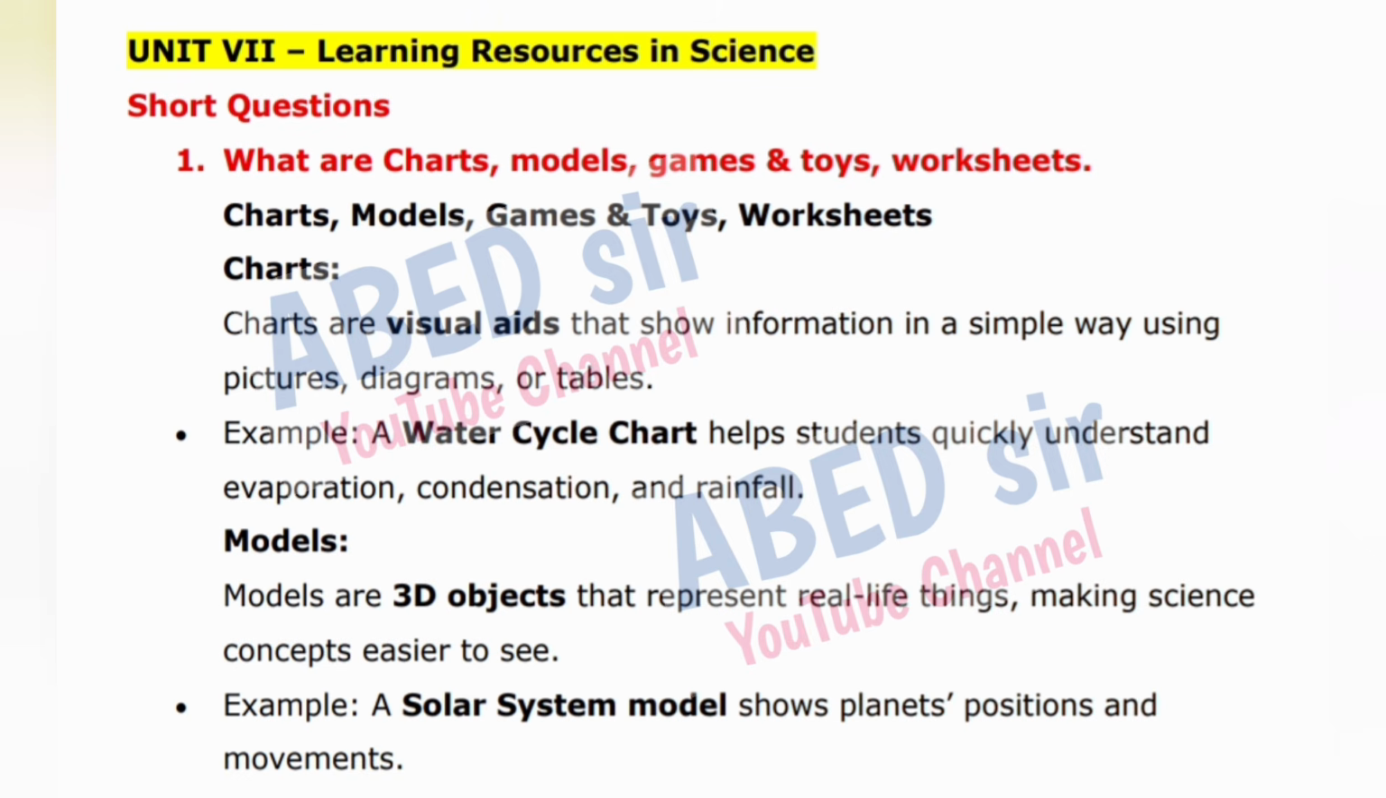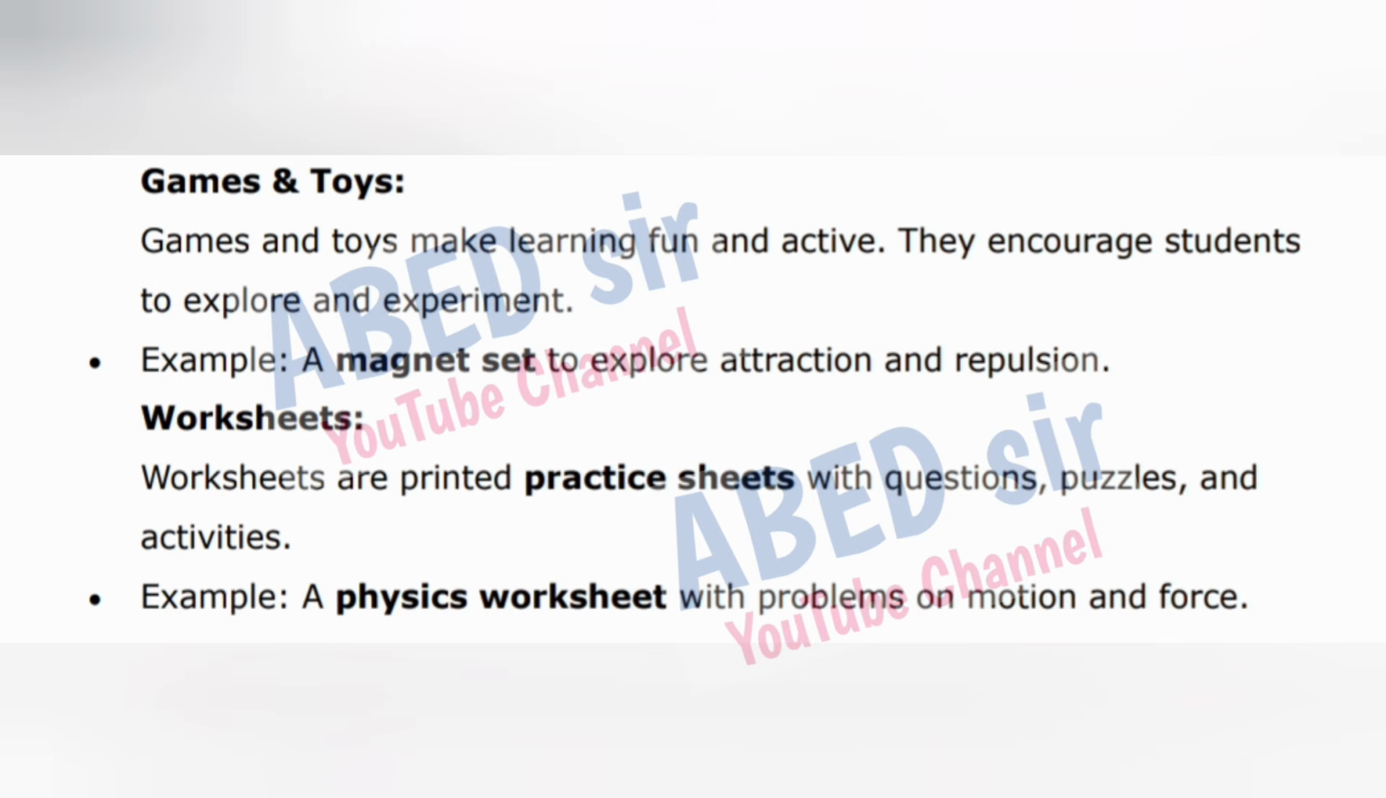Models. Models are 3D objects that represent real-life things, making science concepts easier to see. Example: a solar system model shows planets' positions and movements. Games and toys. Games and toys make learning fun and active. They encourage students to explore and experiment. Example: a magnet set to explore attraction and repulsion.